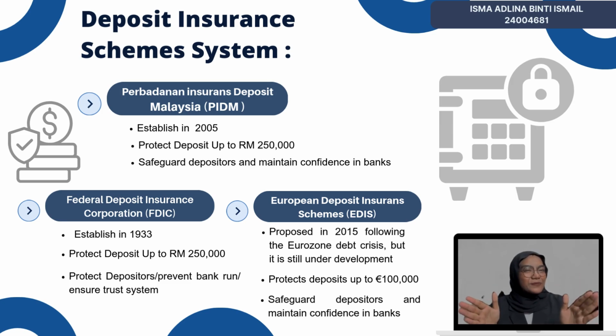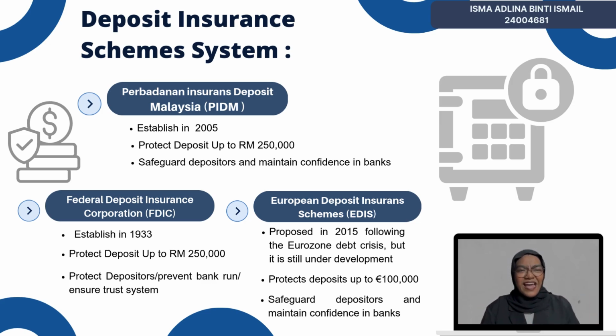Okay, next I will explain deposit insurance schemes by comparing three systems. Let's start with Perbadanan Insurans Deposit Malaysia, which is PIDM. PIDM was established in 2005 after the Asian financial crisis. PIDM protects deposits up to 250,000 per depositor and per bank. It not only safeguards depositors but also acts as a key pillar in maintaining stability and public confidence in the Malaysian banking system.